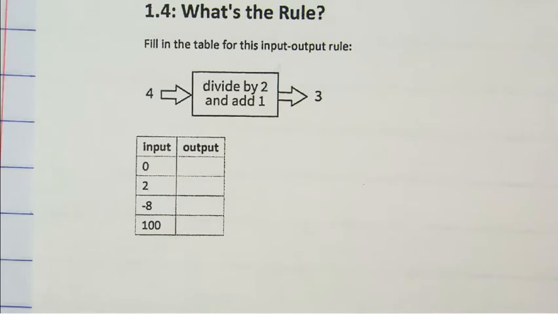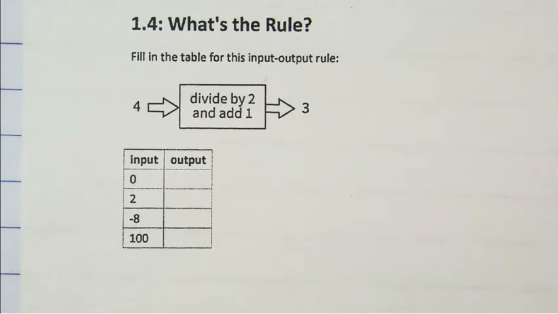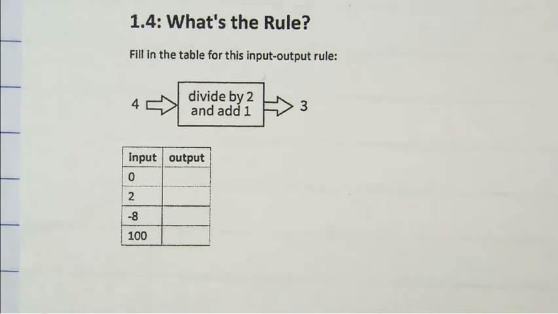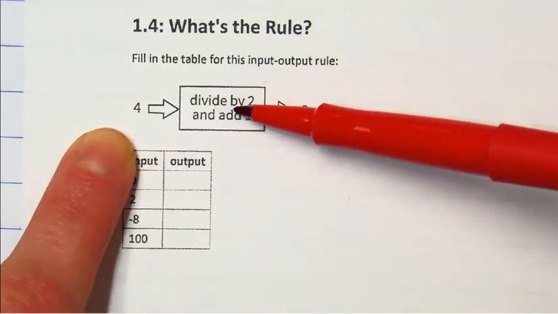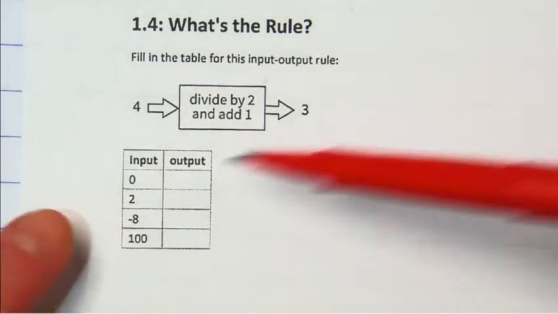Okay, so again, a little review from yesterday. We have our input-output machine here. Our input is the first number, this is our rule, and this is our output. So we're going to apply that to the others.